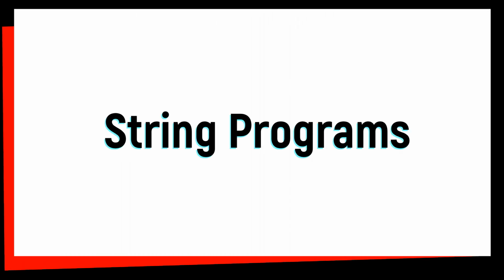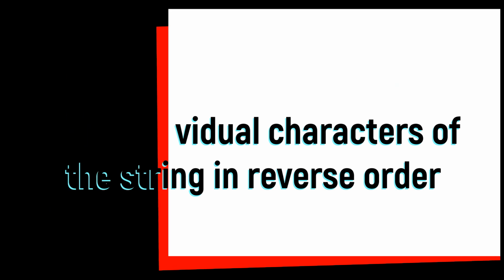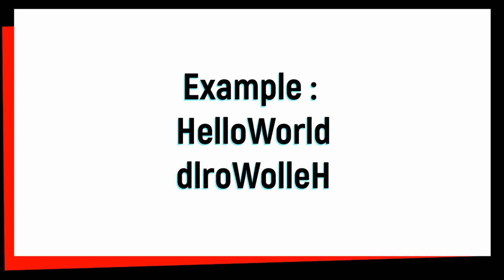Now let's see some string programs in C Sharp. Majorly there will be a lot of questions regarding string programs. Write a program in C Sharp to print the individual characters of the string in reverse order. For example, if you pass hello world, then it should give the reverse of the exact string. That is the expected output.